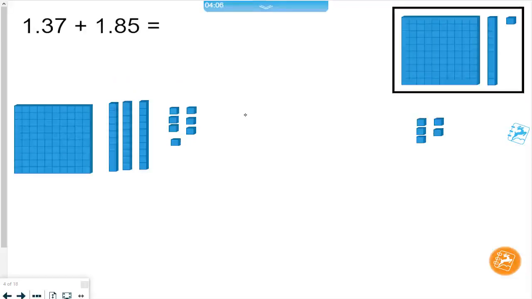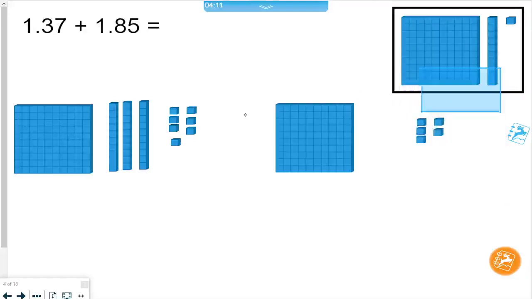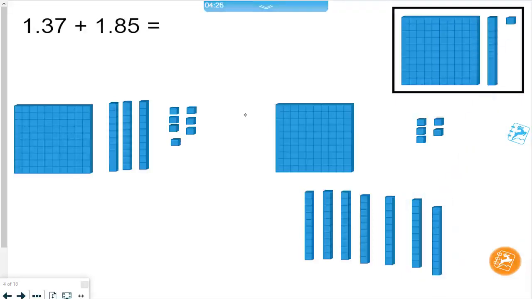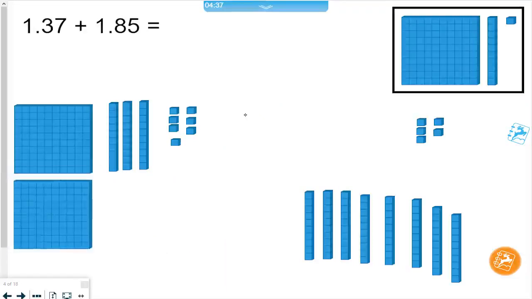Now I'm going to do my 1, and I don't want that. 1, 2, 3, 4, 5, 6, 7, and 8. So now there's my 1 and 8 tenths and 5 hundredths, 85 hundredths. So what I'm going to do is put my ones together.